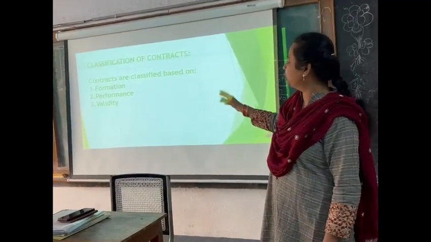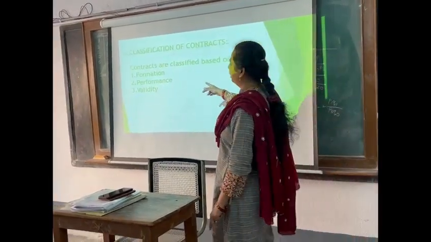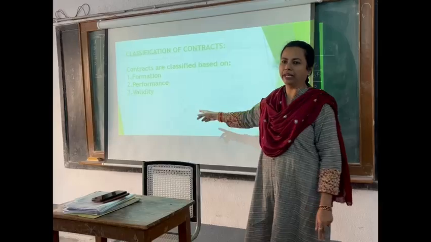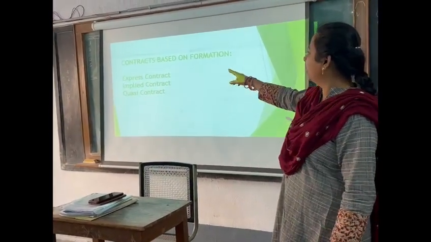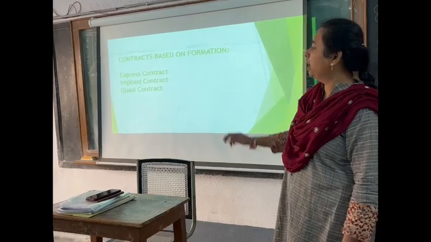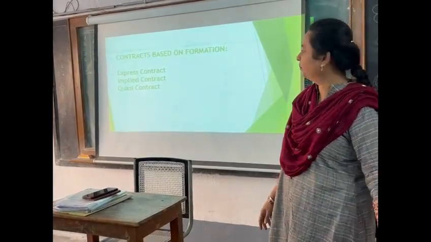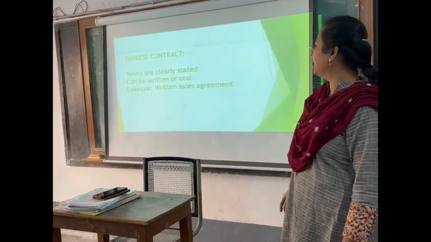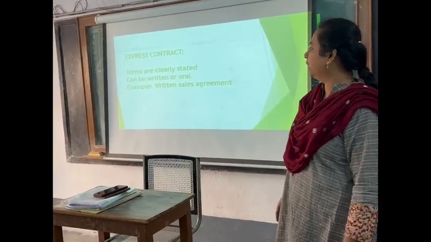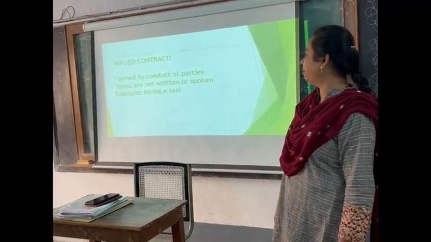Here is a classification of contracts. Contracts are classified based on the formation, performance and validity. Contracts based on the formation are express contract, implied contract and quasi contract. Express contracts are those where the terms are clearly stated. They can be written or oral. An example is a written sales agreement.